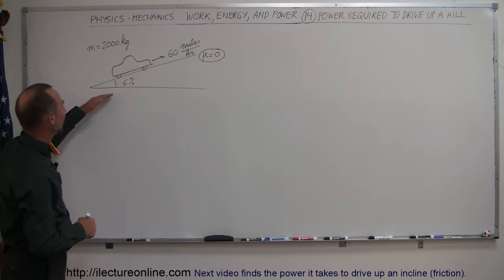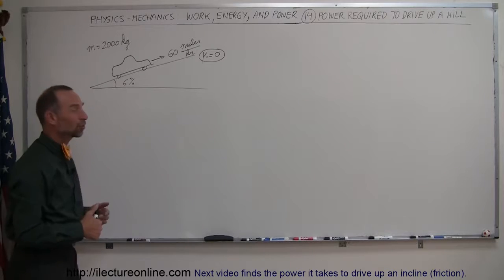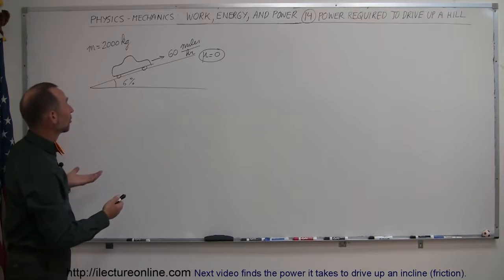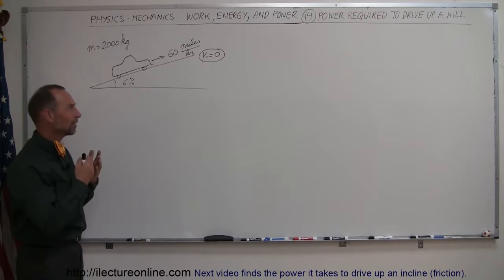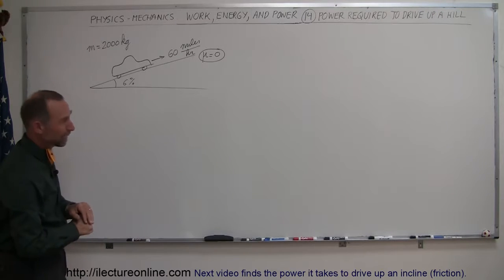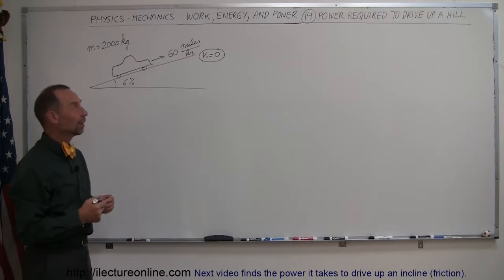And let's say the hill has a steepness of 6%. The Mazda car, 2,000 kilograms, wants to drive 60 miles per hour. How much horsepower does it take? And again, assuming that no energy is lost in the internal workings of the engine itself. So whatever the engine puts out, it uses all of that energy to go up the hill, which of course is also not true. Typically a car only uses about 25% of the energy that it puts out.